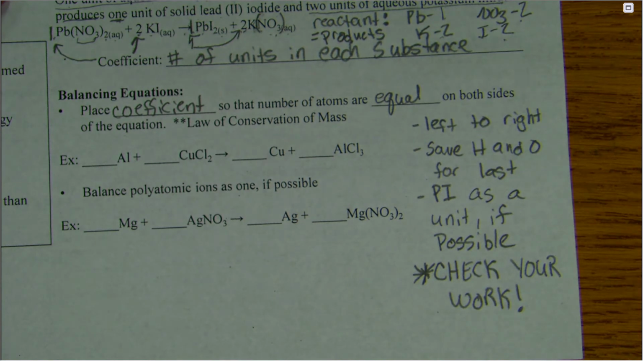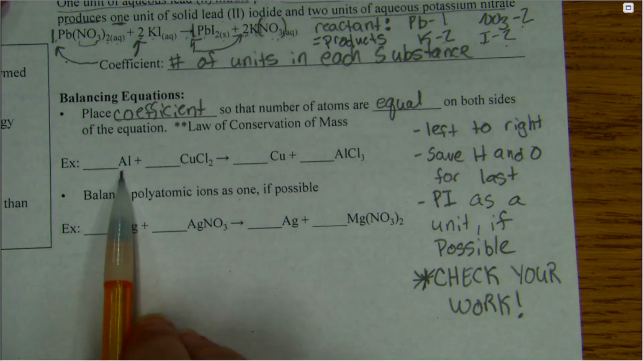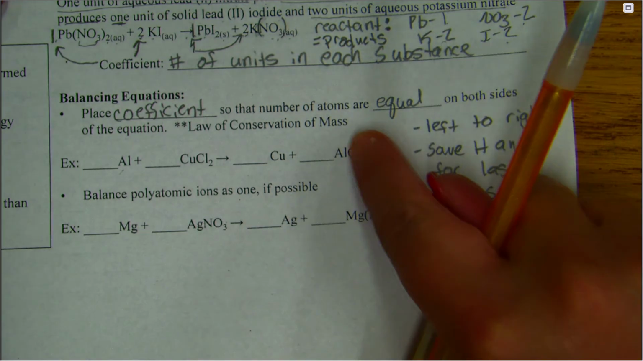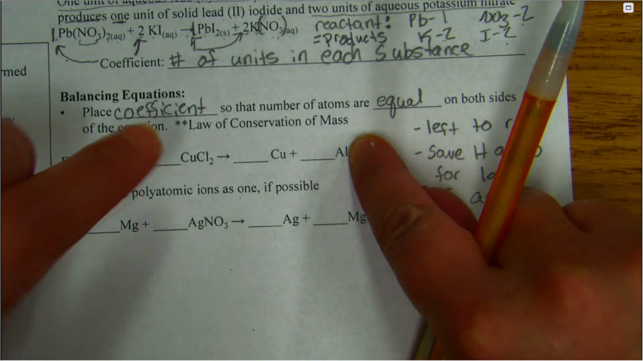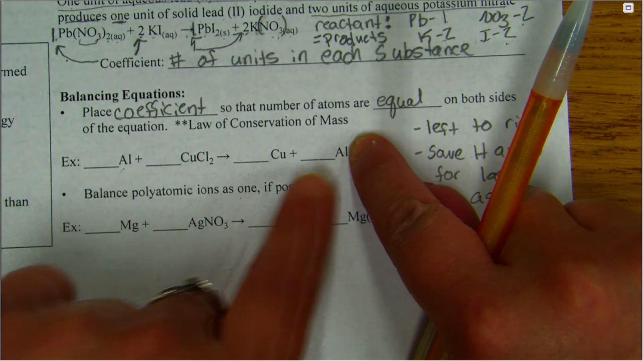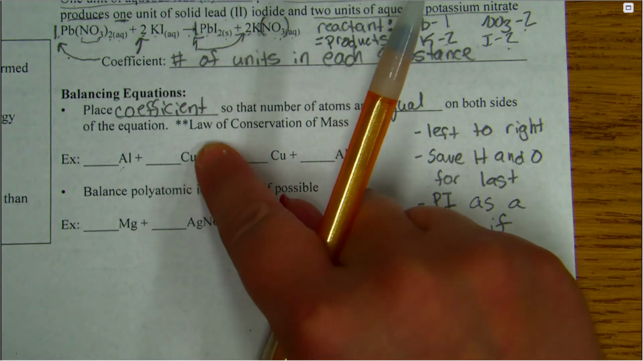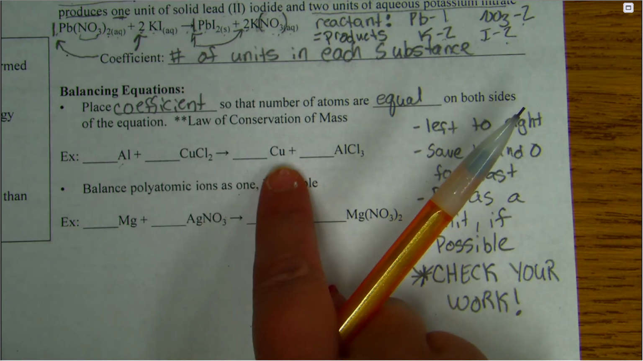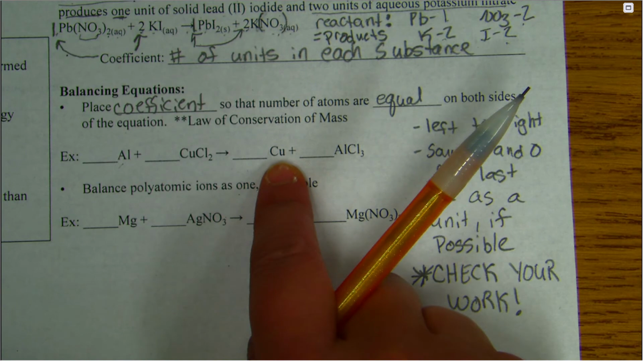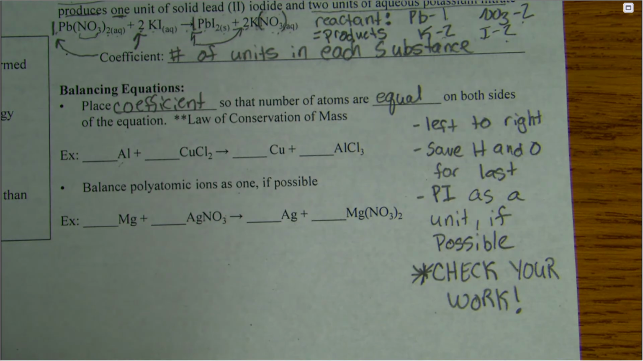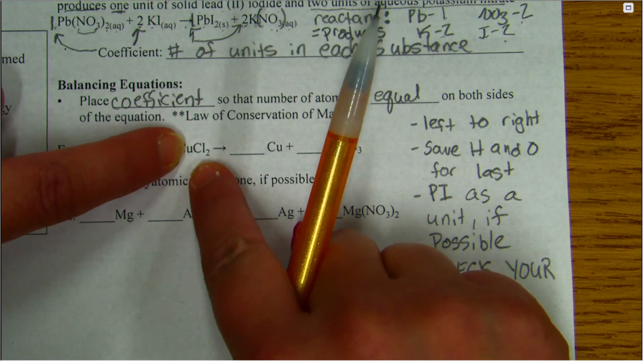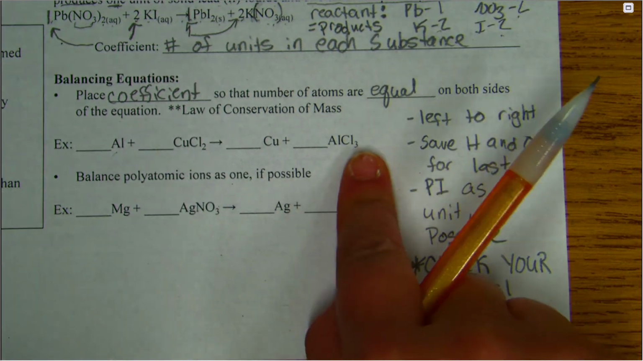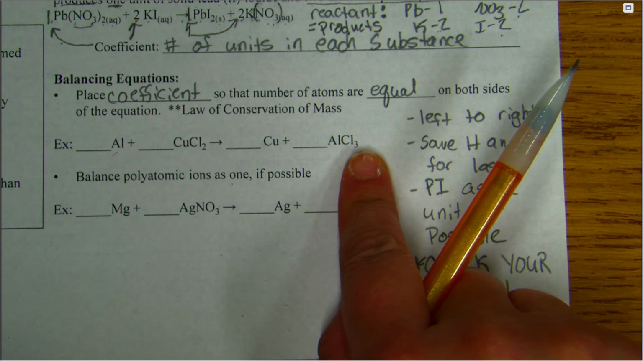All right, so let's start left to right. I have 1 aluminum on the left. I have 1 aluminum on the right. So my aluminums are balanced. I have 1 copper on the left as a reactant, and I have 1 copper on the right as a product, so those balance. I have 2 chlorines on the left, and I have 3 chlorines on the right.